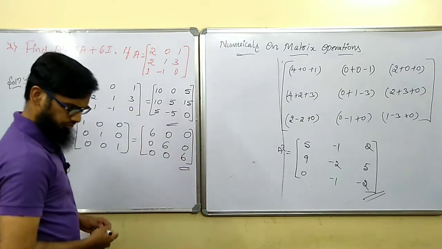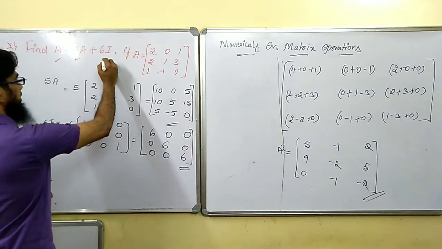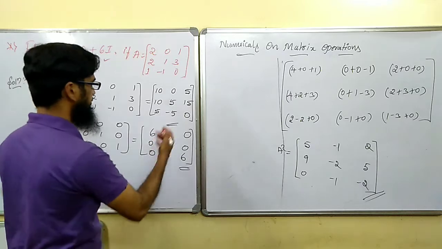Okay, now we got the values of A square, 5A and 6I. Now you just simplify all these terms here.